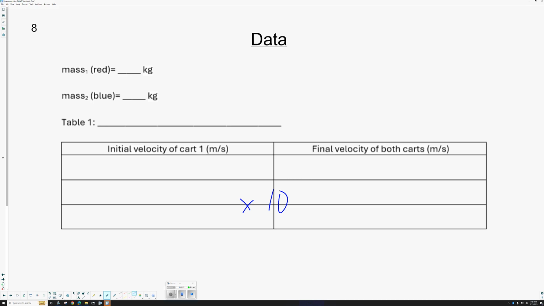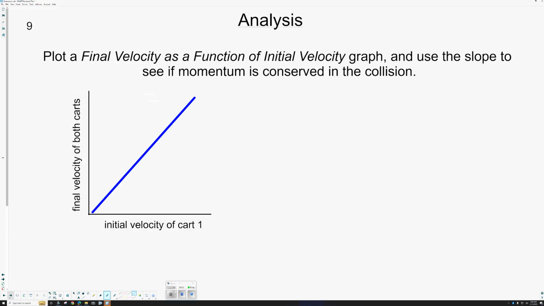So we've got initial velocity in the first column here. We've got final velocity in the second column. We're going to plot a graph of final velocity versus initial velocity. Now, you guys know with that practice lab that you did, the title of the graph is always y-axis versus x-axis. So in this case, it would be final velocity versus initial velocity, or final velocity as a function of initial velocity, or something like that, as long as final velocity is mentioned first.